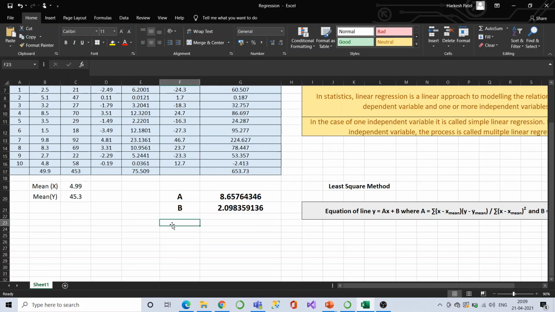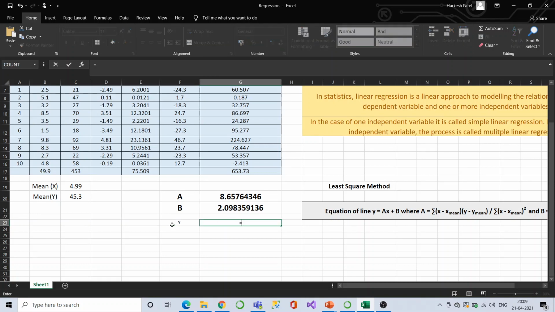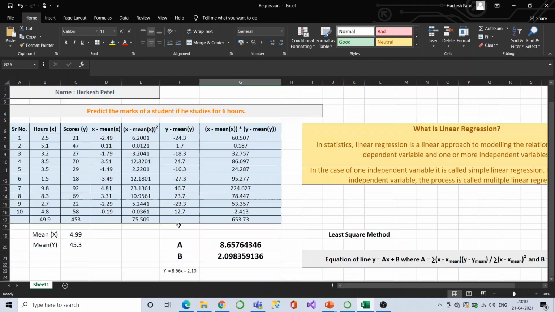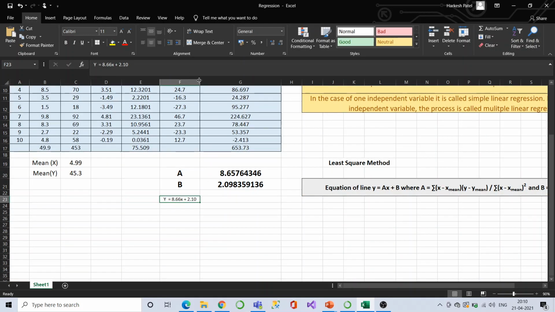Now we can find the line y. What would be y? Y would be 8.66 x plus 2.098, so we can write 10. Okay, so this is our line, the equation of our line.